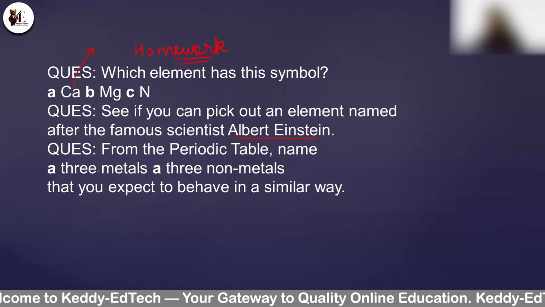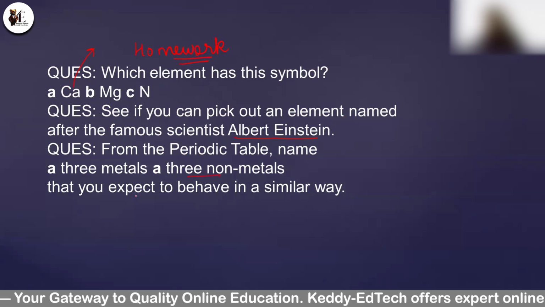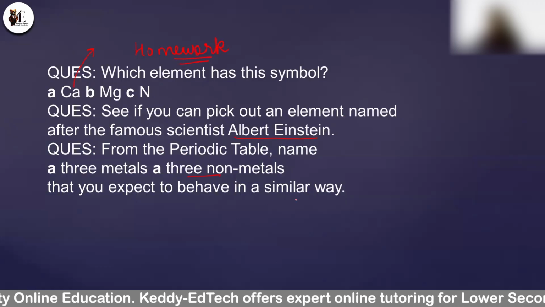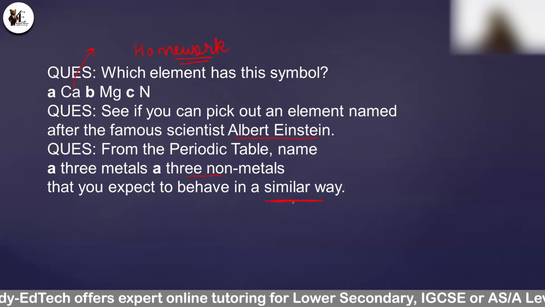Question number 3, from the periodic table, name 3 metals and 3 non-metals. You can easily tell 3 metals, they are on the left-hand side, and 3 non-metals, they are on the right-hand side, but they behave in a similar way. That means they belong to the same group. So write down your homework questions.